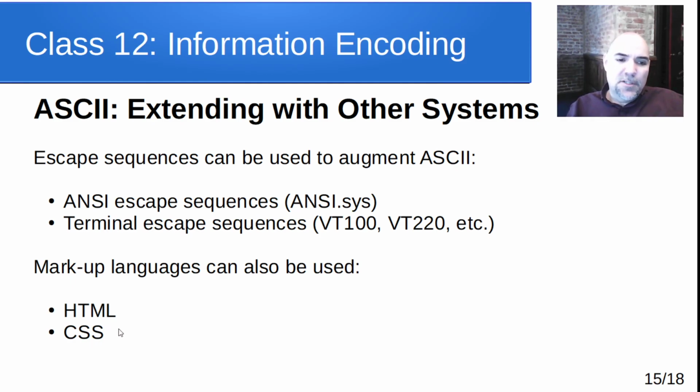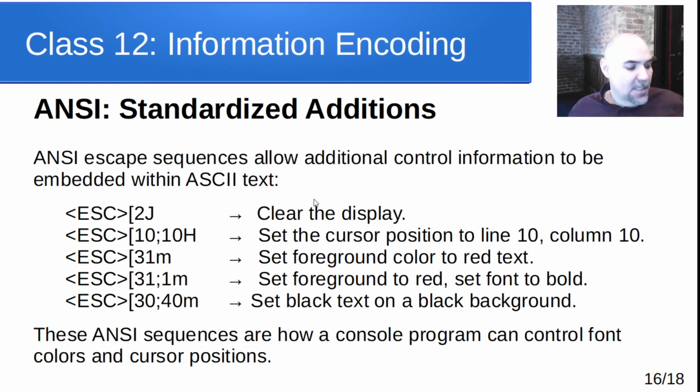We're not going to get too much into HTML and CSS right now, but let's take a quick look at these ANSI escape sequences. The way they work is they allow us to embed additional controls right into the text to do things like clear the screen. What does that look like in the ANSI escape sequence? Right there in the ASCII text, you can have an escape character, a left bracket, 2J, and that would clear the screen. You could also set the cursor position to line 10, column 10: escape, left bracket.